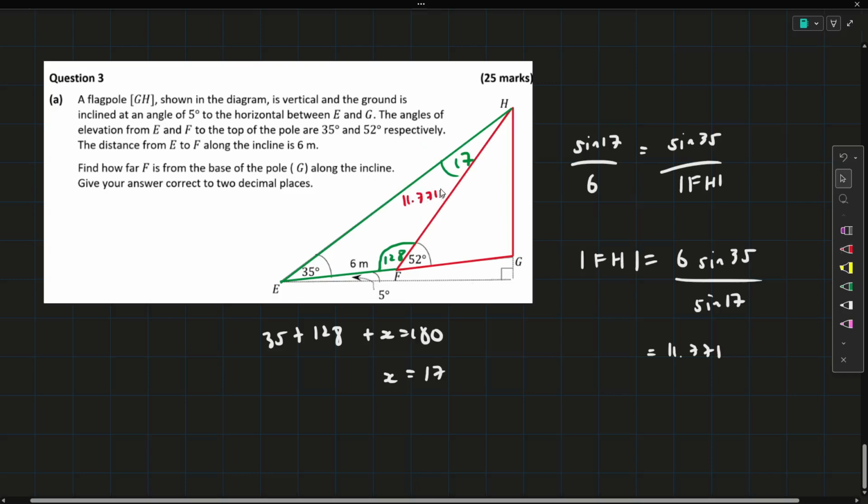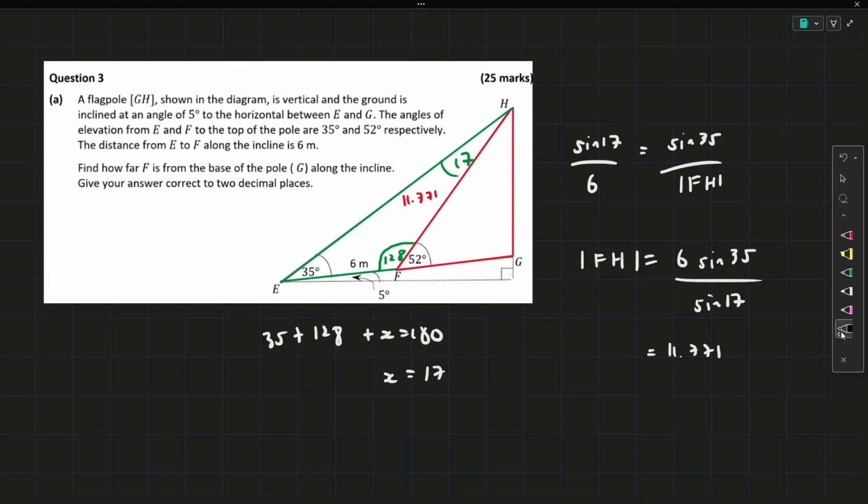Now that we know one of the sides of this red triangle, 11.771, we could use the sine rule again, possibly, because we have a side and we have an angle. We need a side. If we could figure out one more angle, the sine rule is going to get us to the answer. So how can we figure out the angles? This angle is going to be a little difficult. If we look at this angle here, we haven't used the fact that this is a right angle or this 5 degrees, so maybe this is a good shout.